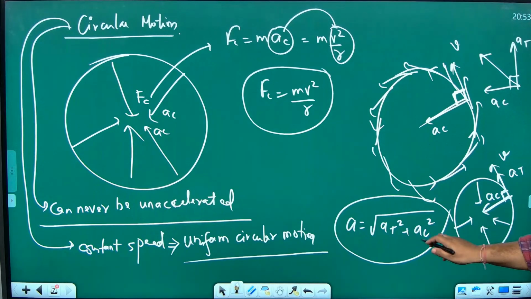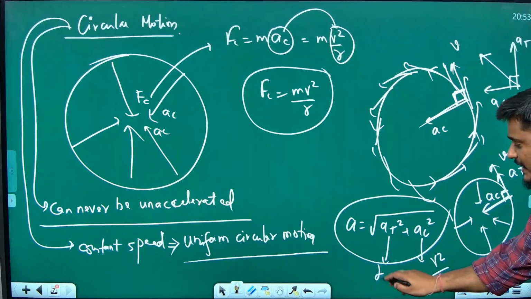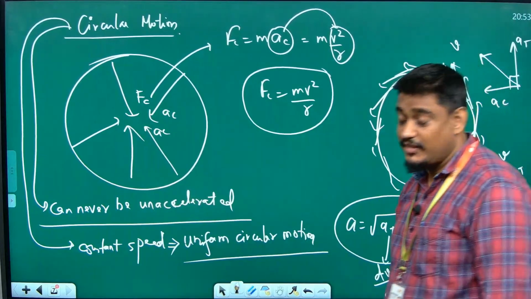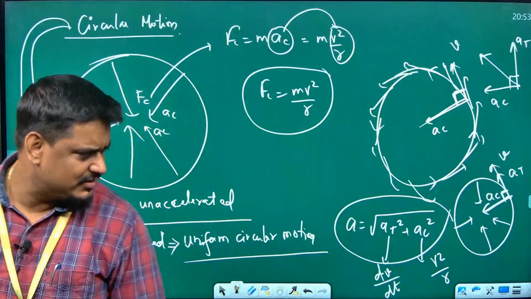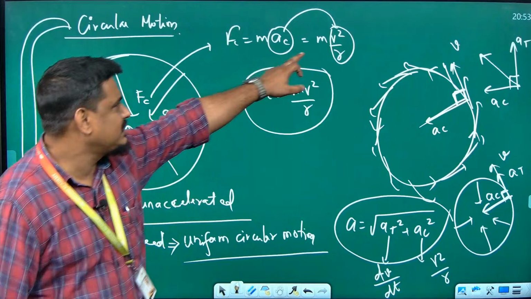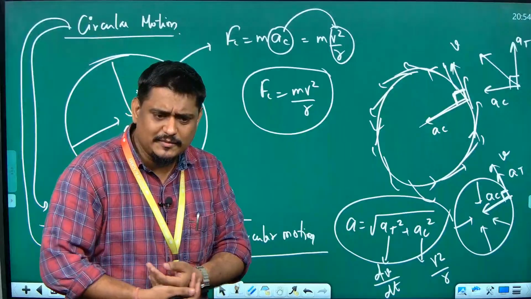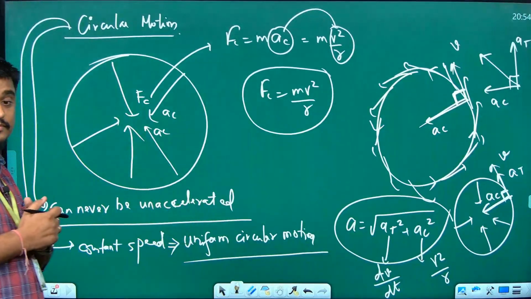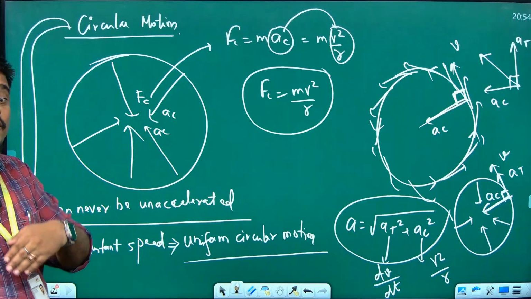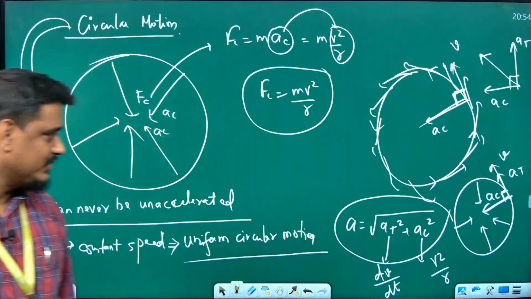If you ask me how to find AC, it is V square by R. If you ask me how to find AT, it is dV by dt, isn't it? V square by R is the formula of centripetal acceleration. And what is tangential acceleration? Rate of change of velocity. Then we have something called d theta by dt. I will come to that now. That is angular velocity. And d omega by dt is angular acceleration.